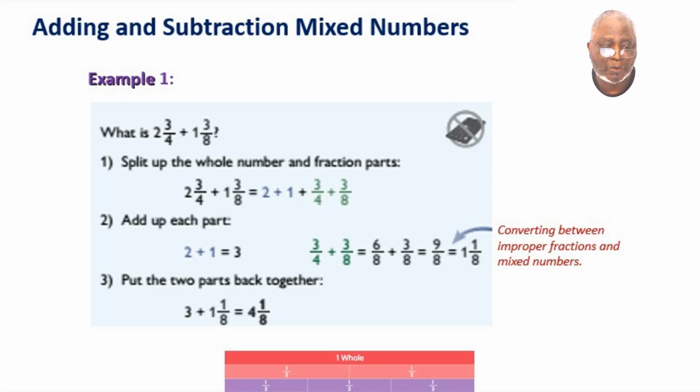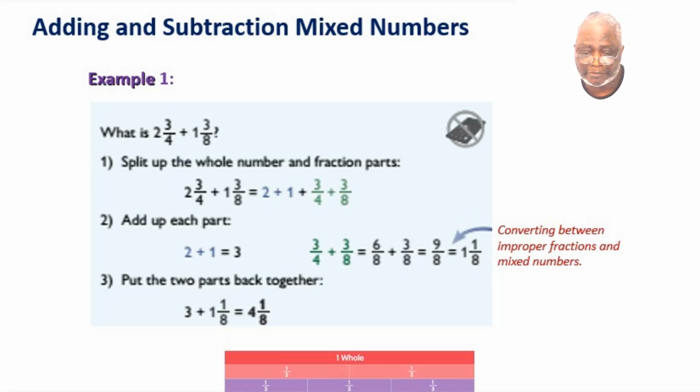Example 1. What is 2 3/4 plus 1 3/8? Split up the whole number and fraction parts. 2 3/4 plus 1 3/8 is equal to 2 plus 1, that's the two whole numbers, and then plus the fraction bits, 3/4 plus 3/8. Add up each part. So 2 plus 1 is 3, the whole numbers, and then 3/4 plus 3/8 is equal to 6/8 plus 3/8, which is equal to 9/8, which is equal to 1 1/8.